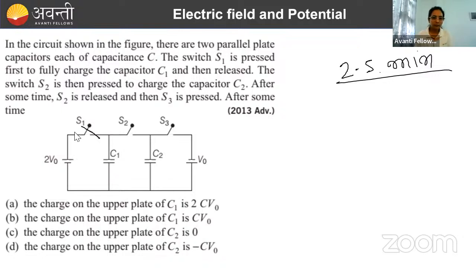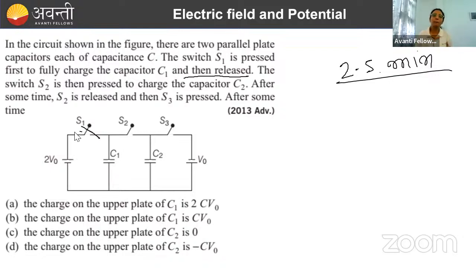Now, after that, what is happening? After C1 is fully charged, switch S1 is released. Switch S2 is then pressed to charge the capacitor C2. We are closing the switch S2 and opening the switch S1. Then C2 is getting charged by C1. After some time, S2 is released and then S3 is pressed. After some time, what will happen when S3 is pressed? That's the question.